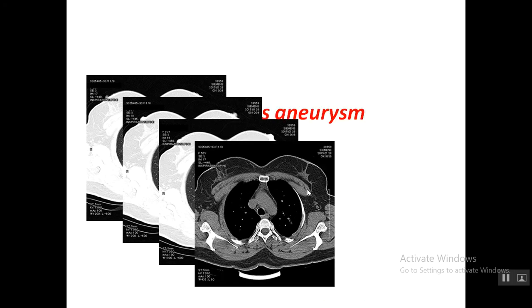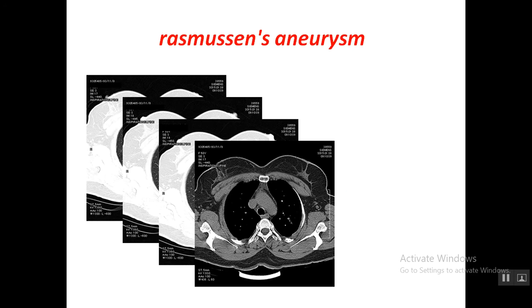My diagnosis was Rasmussen aneurysm. But in differential diagnosis, two other diseases such as Behçet disease and mycotic aneurysms should be considered. About Rasmussen aneurysm, as you know, it's a cavitary lesion of TB, which has a vessel passing through the cyst.